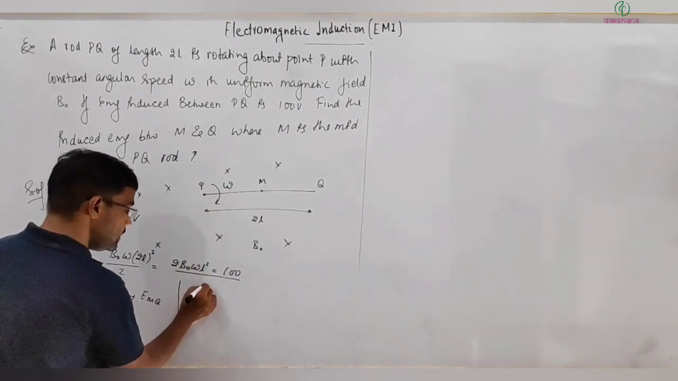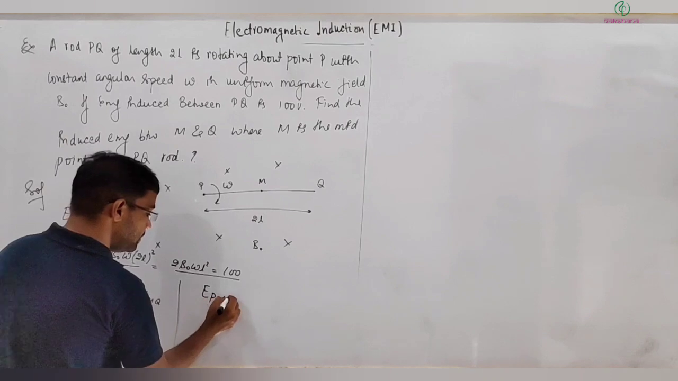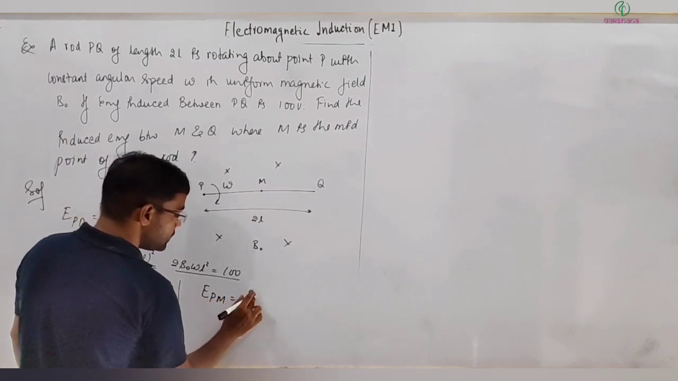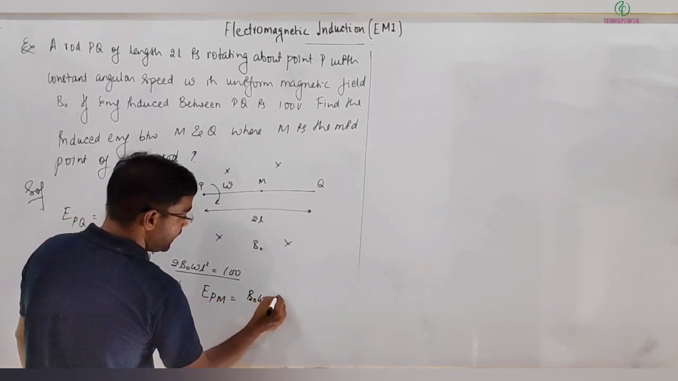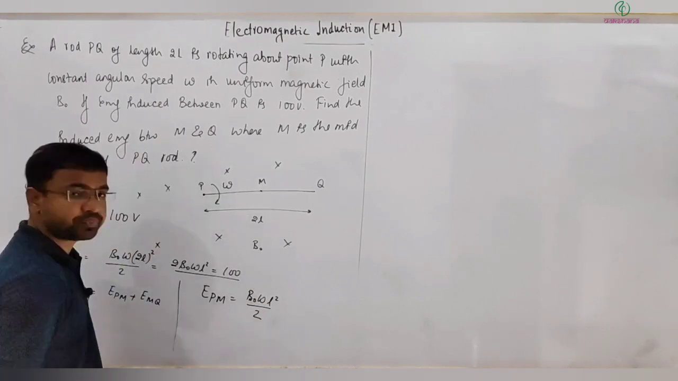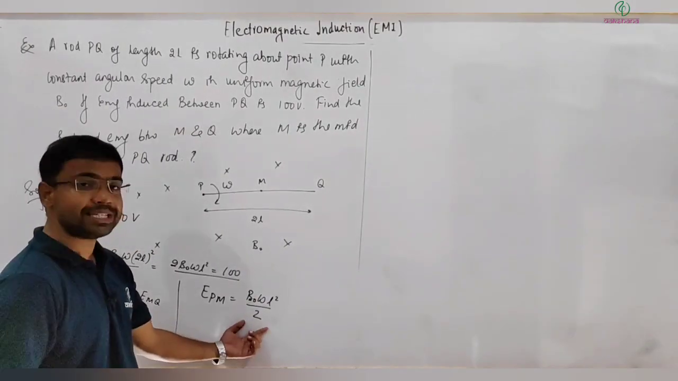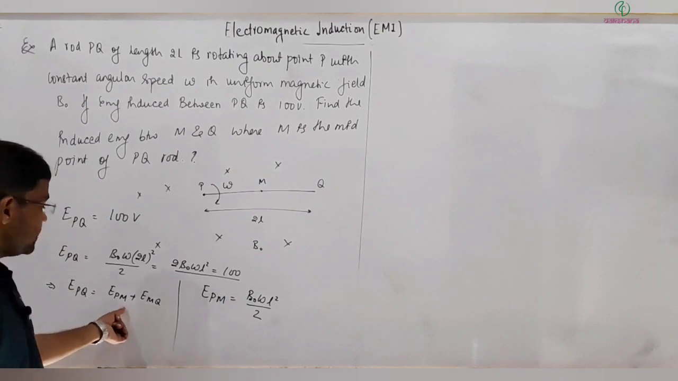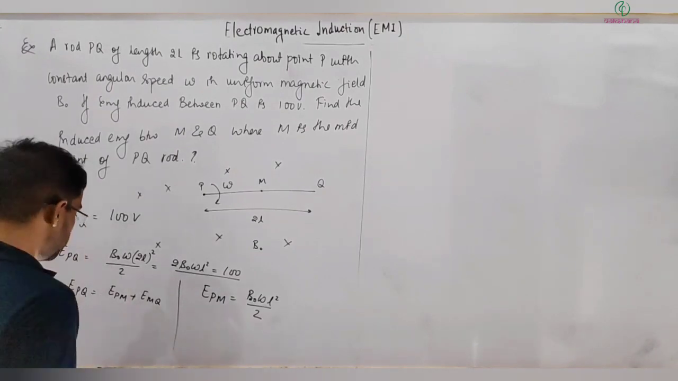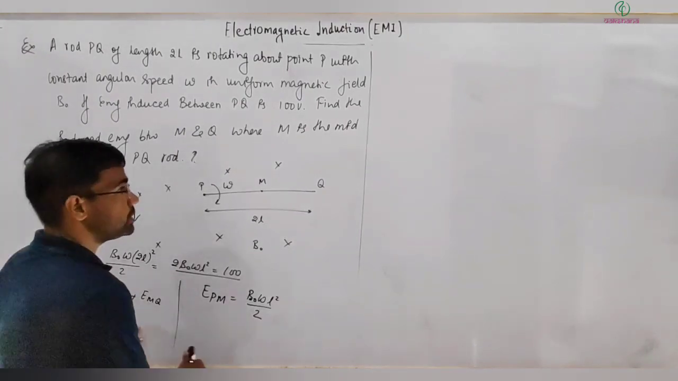Then I can write E PM will be equal to what? B naught omega L square by 2. Clear? So then I can substitute it here, right? So this implies, let me substitute it here.